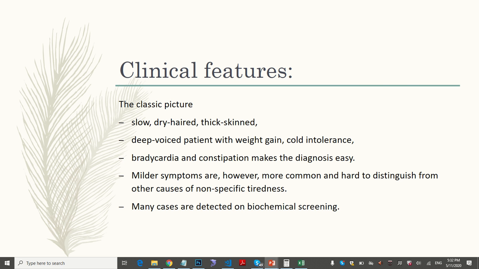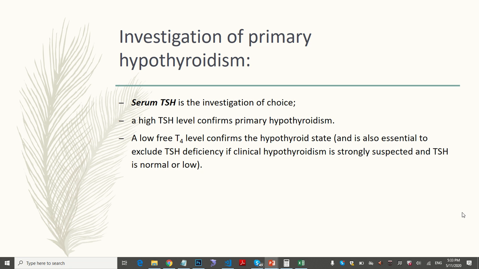Milder symptoms include non-specific tiredness. They'll be slow and sluggish, but milder symptoms are hard to distinguish from other causes because not every patient with hypothyroidism presents the exact clinical picture. Many cases are detected on biochemical screening.